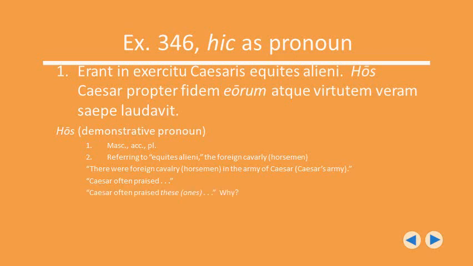So what did he praise? Caesar often praised these or these ones. Now, why did he praise them? That's where our propter phrase comes in. Caesar often praised these for, on account of their faith or their fidelity and true courage. So here, hic is being used absolutely, and so it's just translated as these or these ones.